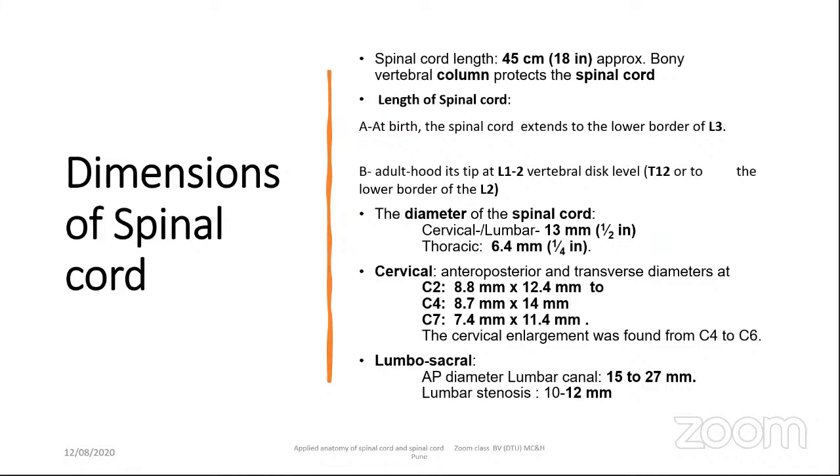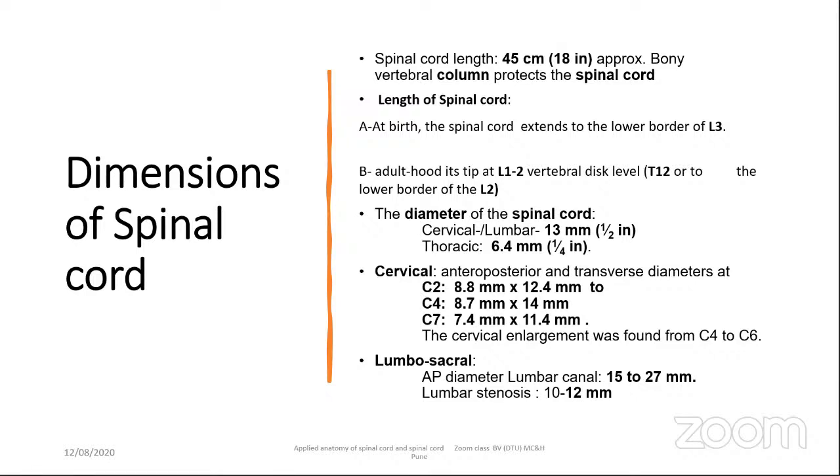The length of the spinal cord at birth extends to the lower body of L3, but at adulthood its tip reaches the L1 to vertebral disc level. That means T12, or the lower border of L2. Now this is the length. Now look at the diameter.